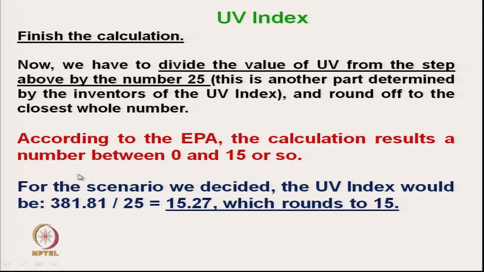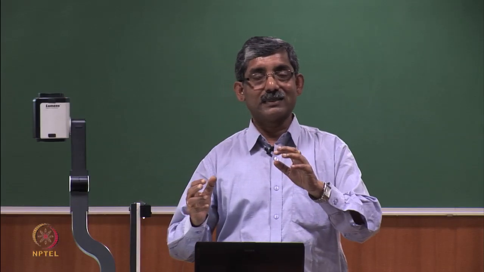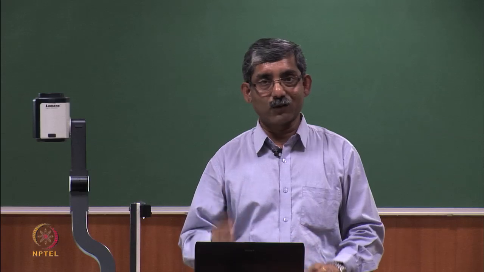So, this is the position where we are getting a maximum value of around 15. So, 381.81 divided by 25 is 15.27, and rounded off we are getting 15. So, we have seen how to calculate the UV index in a particular place, which is very important to select the type of protection we require.